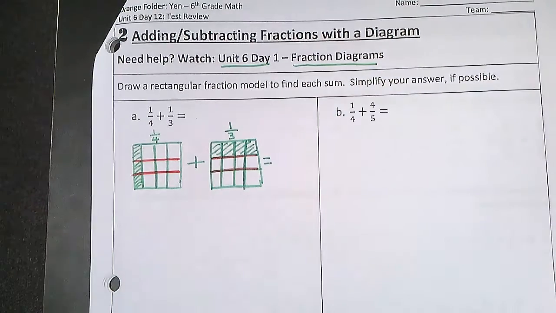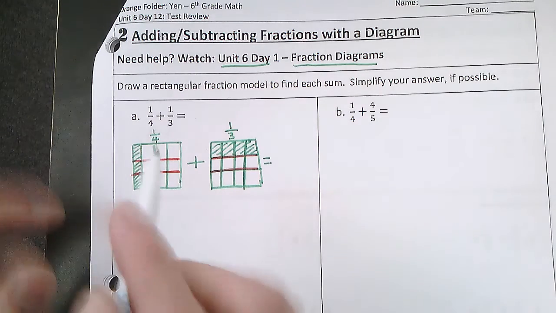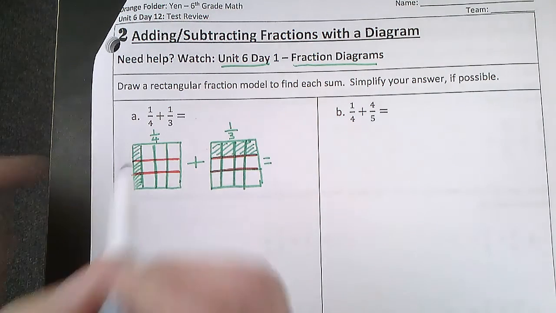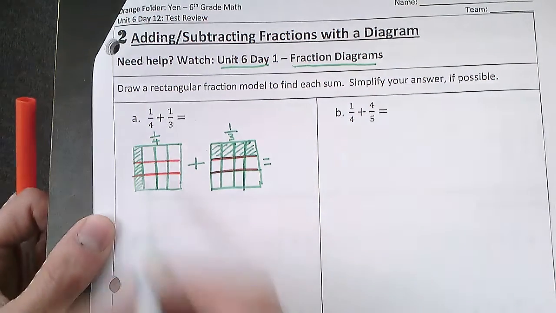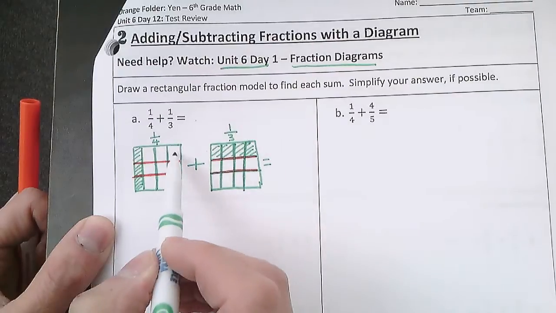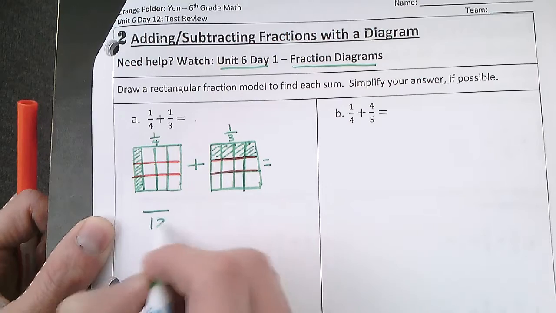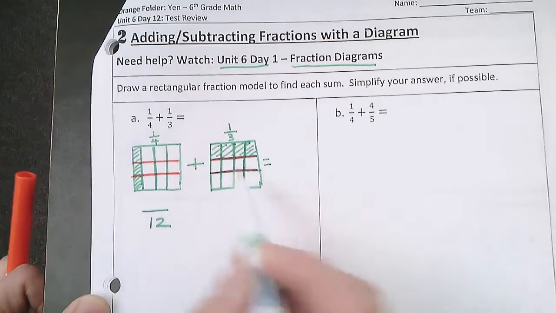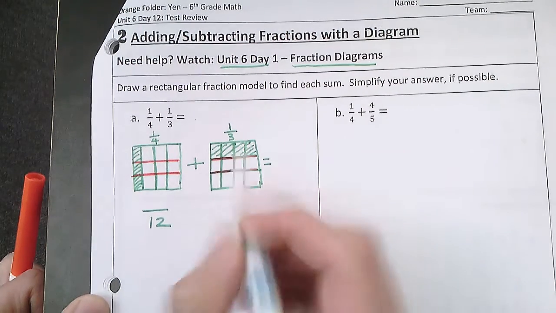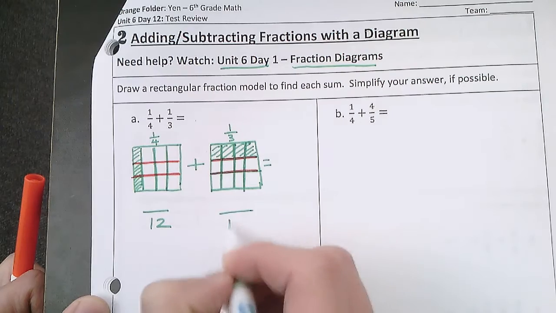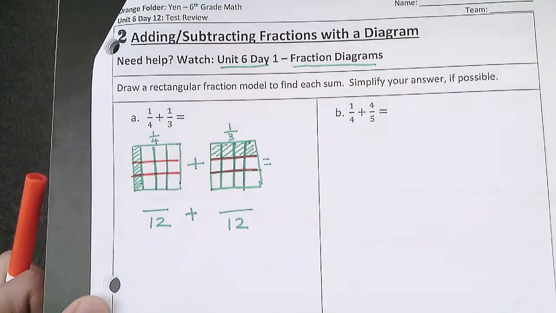Okay. Now, by doing this, I should have the same number of total pieces in both blocks. Let's count. 1, 2, 3, 4 times 3 rows, that's out of 12. So now this one's out of 12. And this one on the right, same thing. There are 12 total pieces. Now this works, and now I can add these two together.